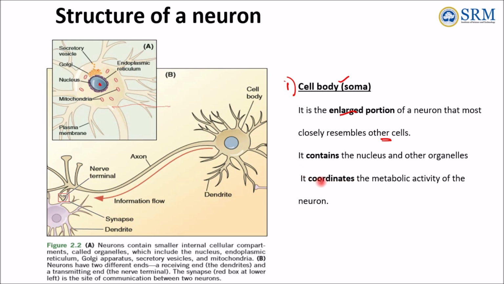What it does is, it receives the information from the dendrites, it coordinates all the information and sends the signal. So coordination of the information is done in this cell body.